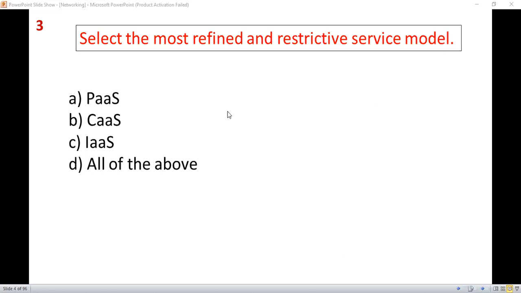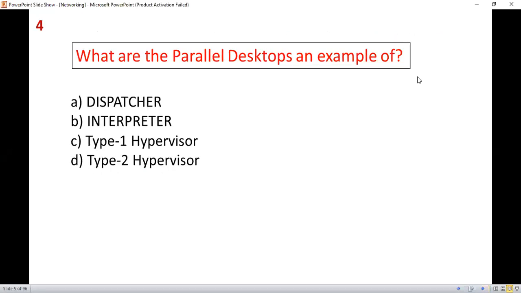So we already discussed all the three terms which you can see here, and now we can move to the next question. The answer for this question will be PaaS. The next question is, what is Parallels Desktop an example of?